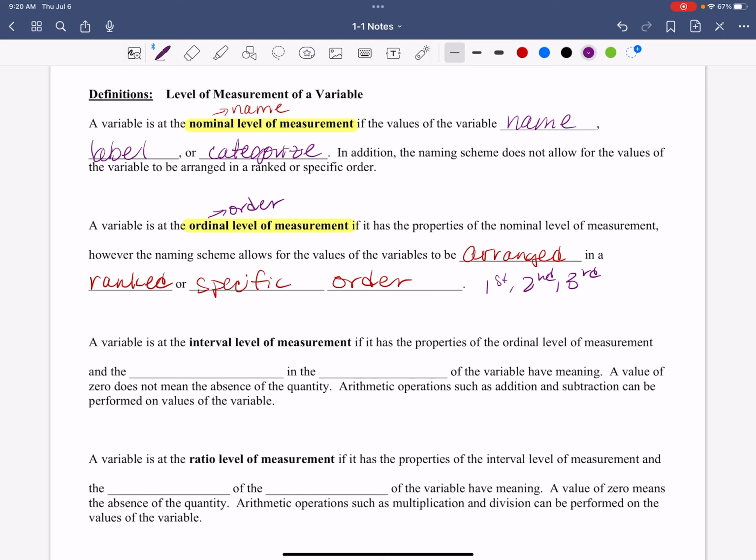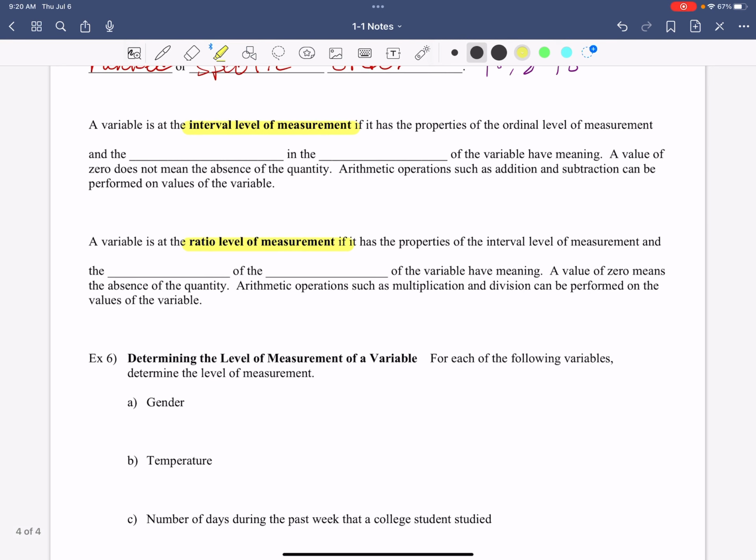All right? A variable in an interval level. Now, here's the deal, so those two are kind of nominal, name, ordinal, order. All right, so you've got that squared away. Now, here's the deal. We're going to kind of talk about interval and ratio together. I'm going to throw both of those down, and then we're going to see the difference between the two, because this is usually where people have questions.